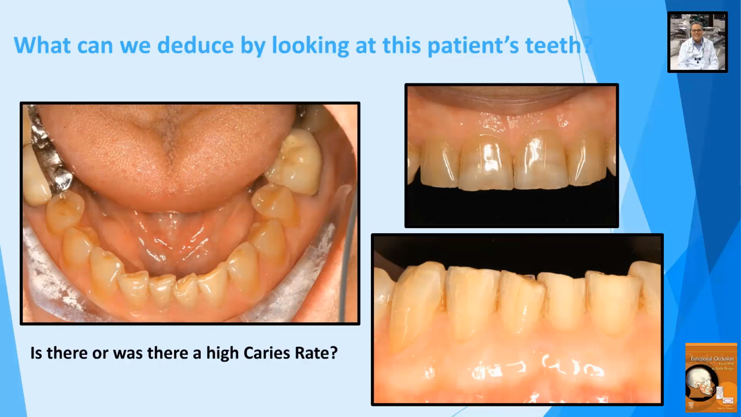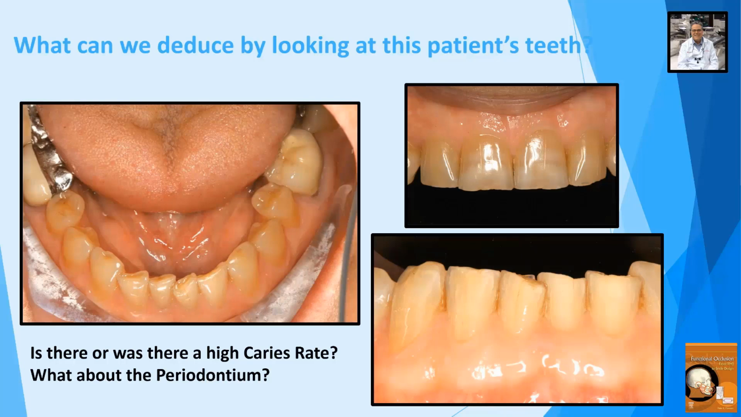All right, let's ask ourselves, is there or was there ever a high caries rate? And I'm going to think probably not. There's no fillings in the anterior. There's been no decay in the anterior. The only thing that has been restored is in the posterior. And the posterior looks more like it's not from cavities, but maybe things breaking, or falling apart, or cracking.